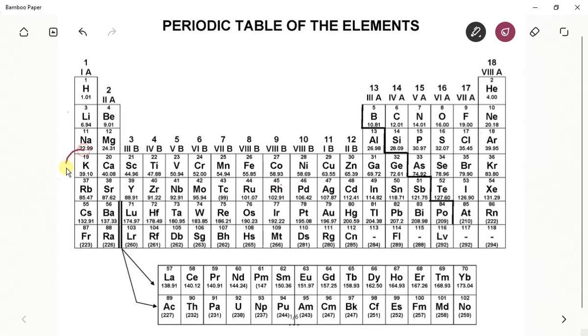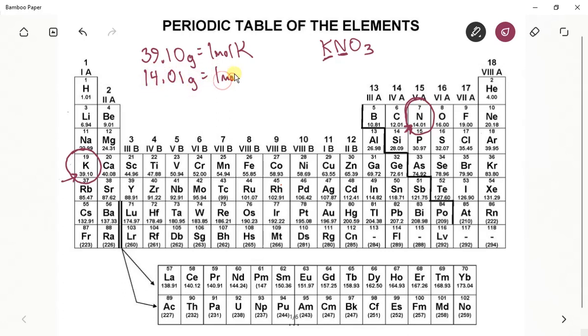Okay, so here's potassium over here on the left, and its atomic weight is 39.1. So 39.10 grams equals 1 mole of potassium. And then we have a total of potassium nitrate. So now we did the K, now we need to do the N, the nitrogen. And nitrogen is over here, and its atomic weight is 14.01. So 14.01 grams is 1 mole of nitrogen.